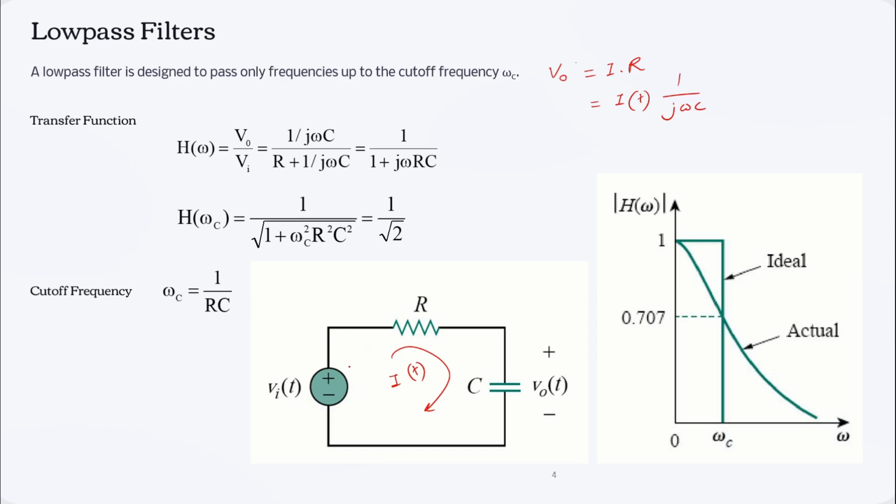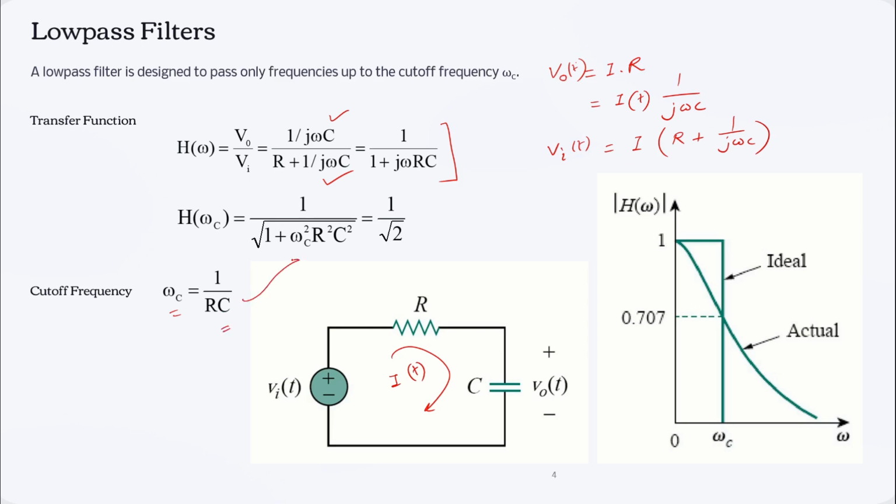Now if we write down the KVL equation for the input voltage, V in of t will be equal to the current into the impedance. The impedance is given by R plus 1 by j omega C. So now the ratio will be 1 by j omega C divided by R plus 1 by j omega C. Now if I simplify this equation, we will have the format 1 by 1 plus j omega RC. The cutoff frequency omega c is given by 1 by RC.